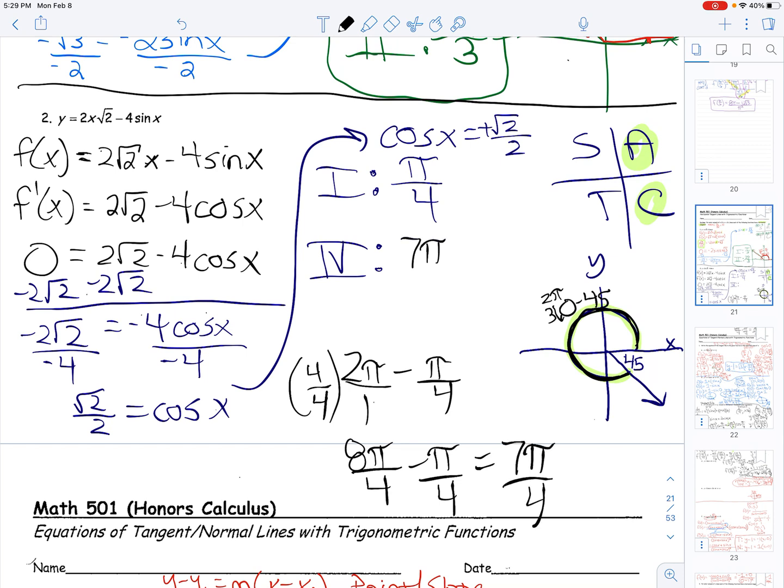We will get a common denominator here and make that 8 pi over 4 minus pi over 4. And there's your quadrant 4 angle in radians, people: 7 pi over 4. Those are the two values for x where you're going to have a horizontal tangent, at pi over 4 radians and 7 pi over 4 radians. And like I said, use the degrees if the numbers help you out here. You do that like I did.